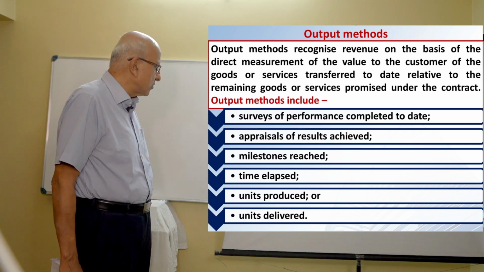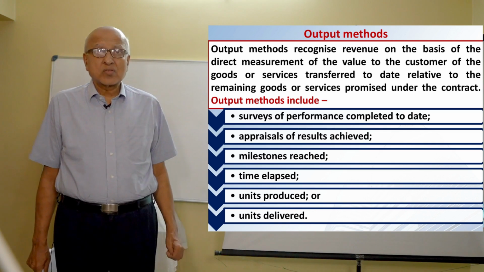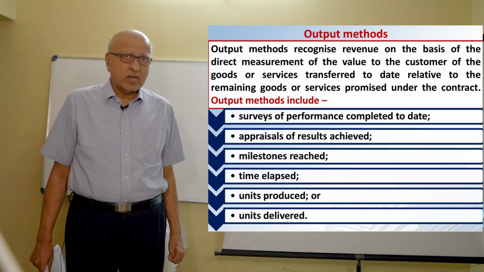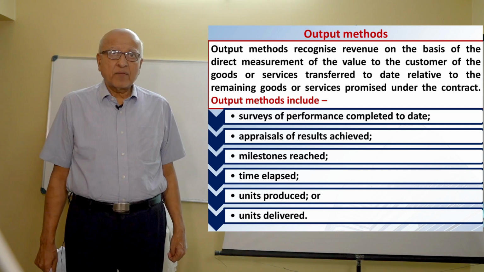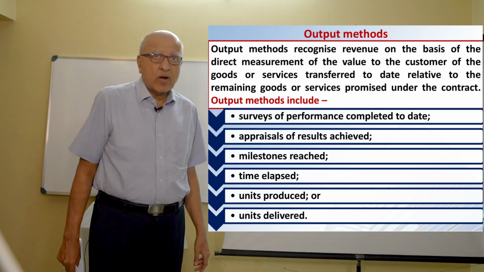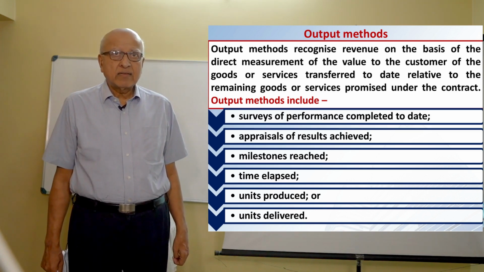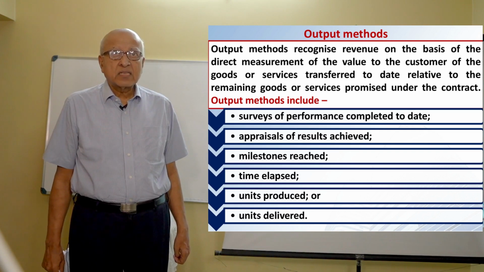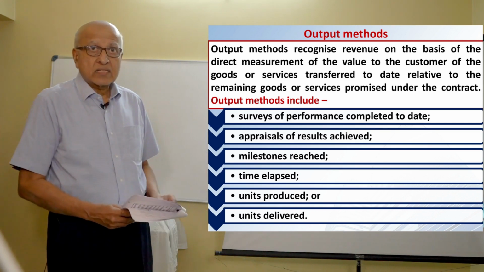Units produced. How many units are to be produced? 1000. How many already produced? 700. It is 70% complete. So revenue should be 70% of the transaction price. Lastly, units delivered. What is the number to be delivered? 1000. Units delivered? 650. That means it is 65% complete. So revenue can be taken as 65% of the transaction price.